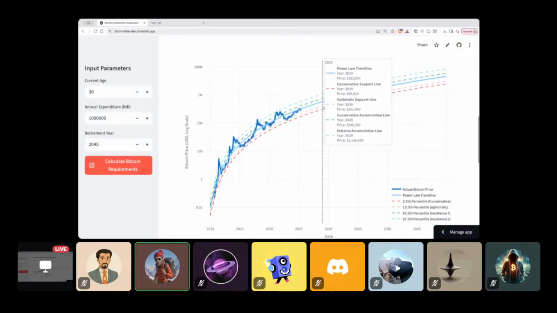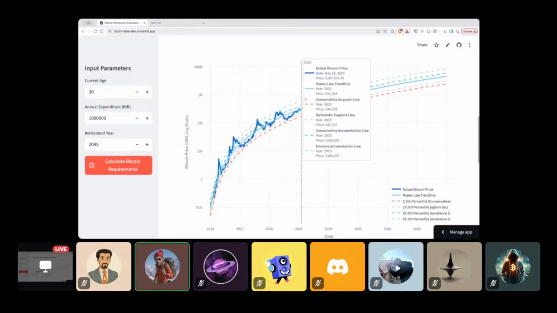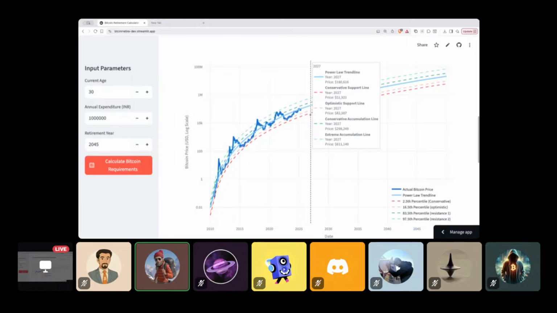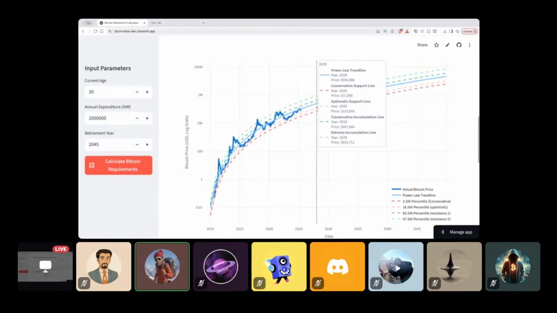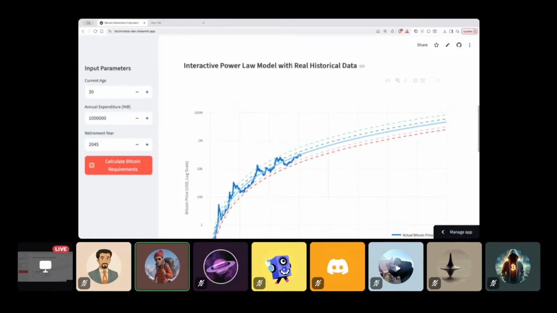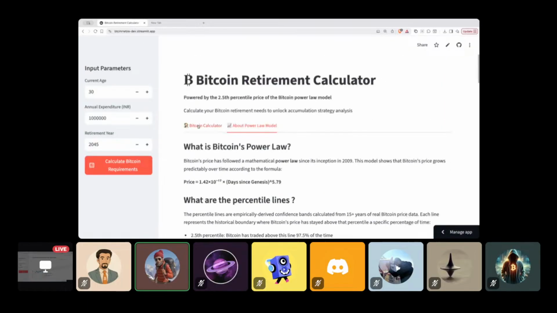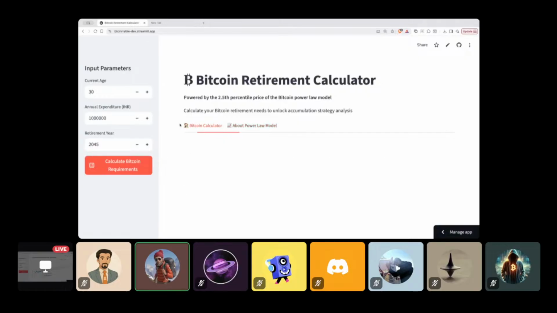strongly believe that Bitcoin's price action will likely go along the power trend, and if that is the case, then basing your retirement calculations on this line will be a very conservative or solid bet, and you will be very well prepared for any type of variables that might affect your retirement calculations. There are a bunch of variables that will likely influence your retirement calculations. So I'll briefly walk through how this works.